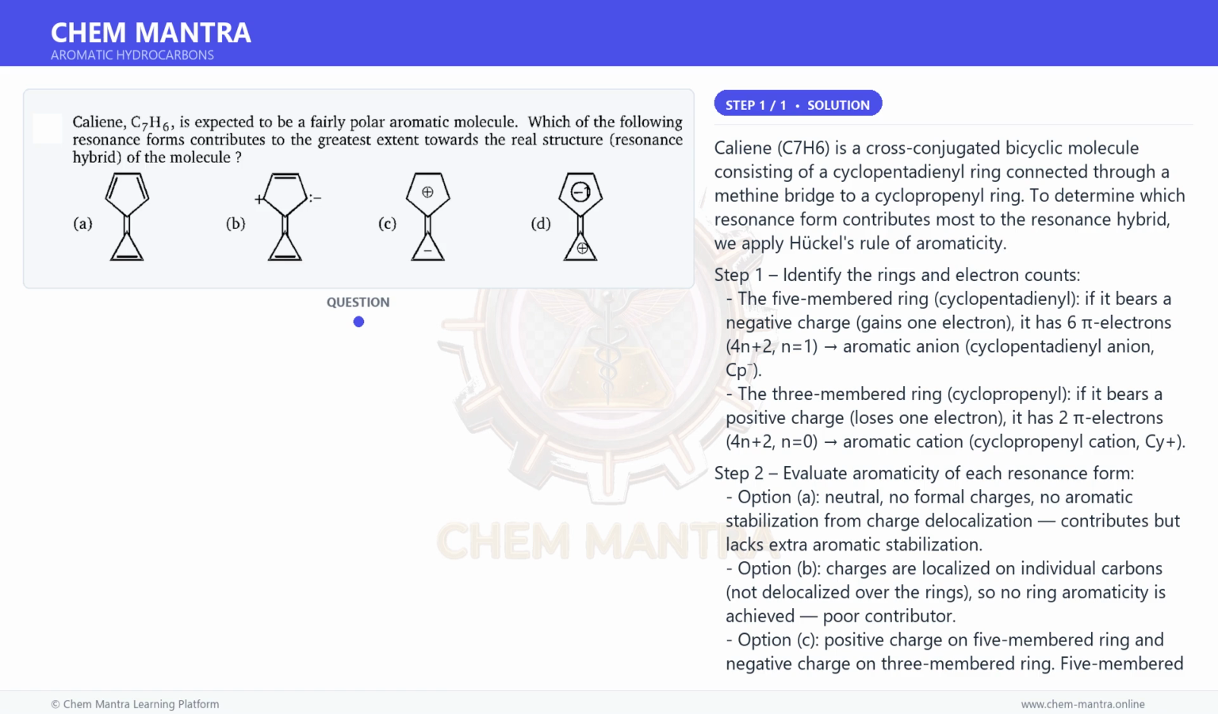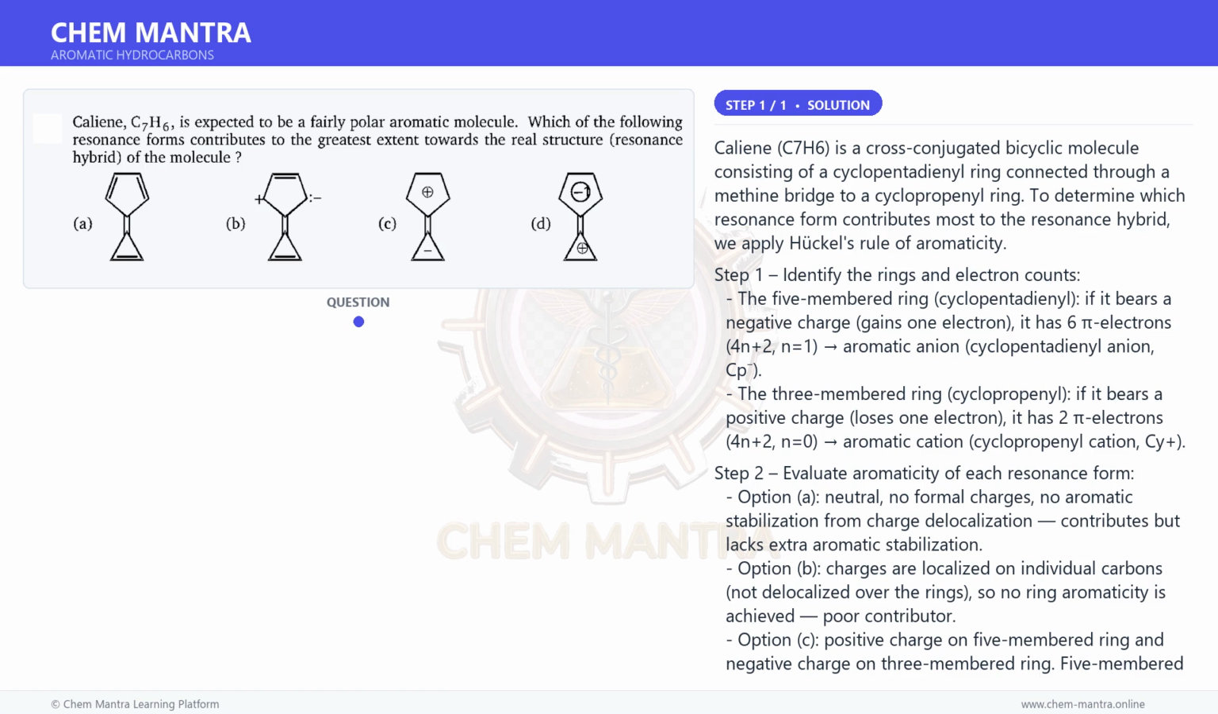Option D. Negative charge delocalized over the 5-membered ring, cyclopentadienyl anion, 6 pi electrons, aromatic, and positive charge delocalized over the 3-membered ring, cyclopropenyl cation, 2 pi electrons, aromatic. Both rings are simultaneously aromatic, giving maximum stabilization. This structure also explains why calicene is polar.